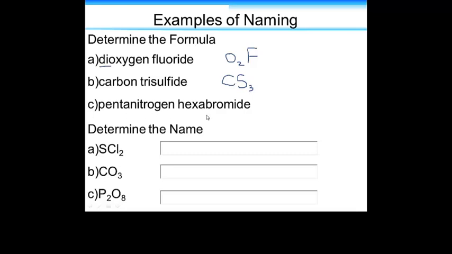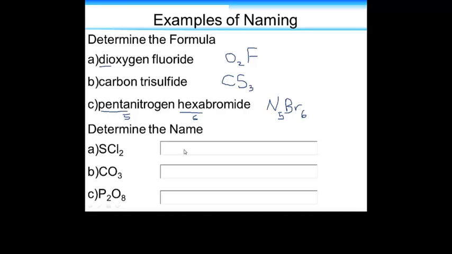Pentanitrogen hexabromide. Penta, you'll have to memorize that, means 5. Hexa means 6. So we have nitrogen, and we have bromine, and so we're going to put 5 nitrogens and 6 bromines. Now these compounds may or may not exist. This is just an example using the naming rules.